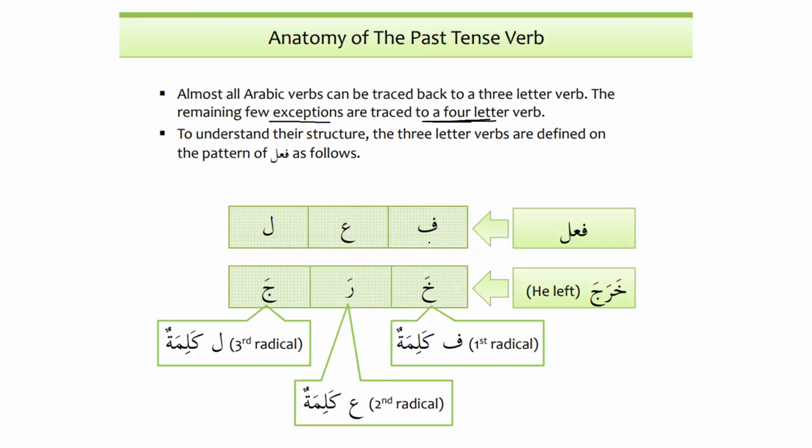And now on this pattern, we will put different letters, and from those letters, we will make verbs. For example, kharaja. So we will say kha is the fa kalima, that means the first radical. Similarly, ain, the second kalima, is ra, and lam is the third kalima, which is ja. So the first is called fa al kalima, the second is called ain al kalima, and the third is called lam al kalima. Or we can say first radical, second radical, and third radical. So it will be kharaja. On the pattern of fa'ala, we have kharaja, and inshallah, we will learn many verbs on the same pattern.